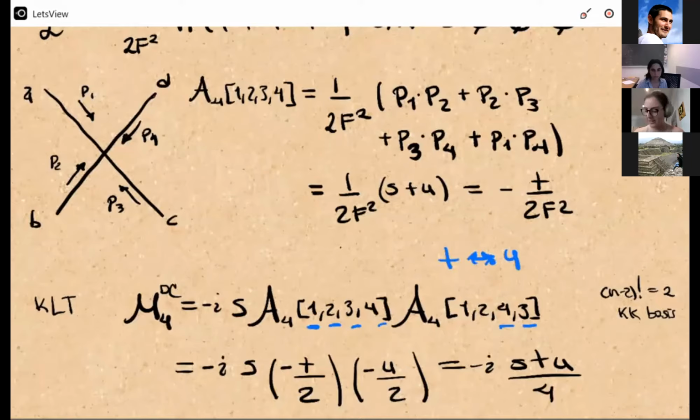But before I go to that, let me move on to doing the BCJ type of double copy, because KLT was very simple. We were using this trace basis.